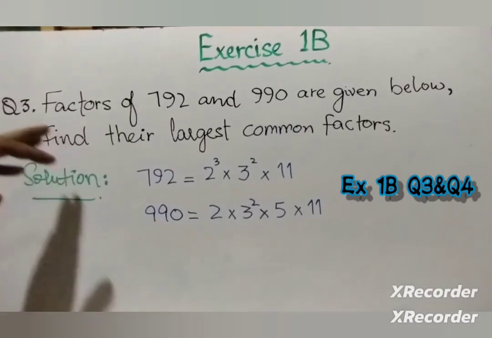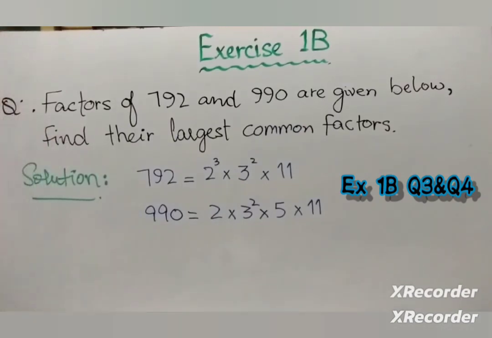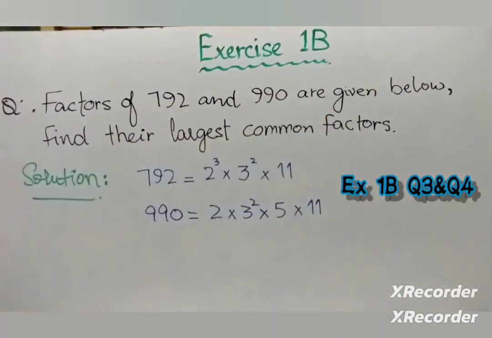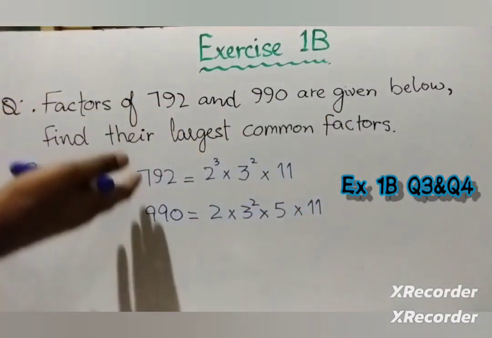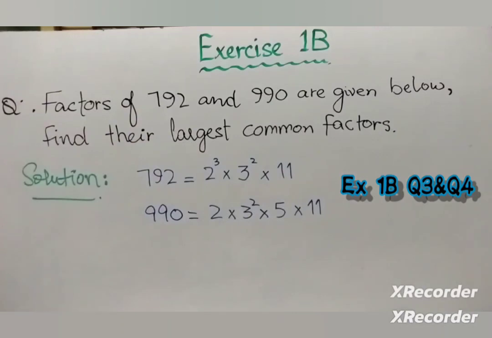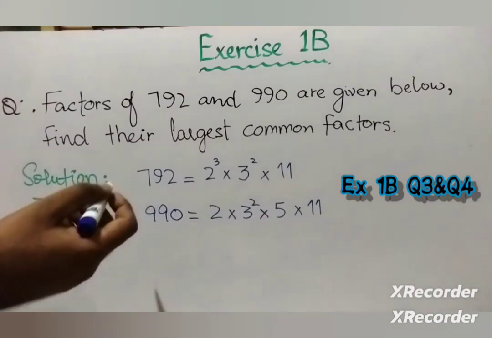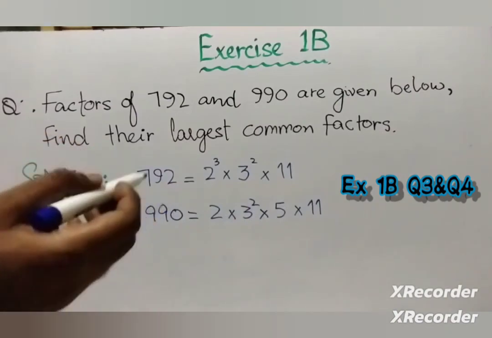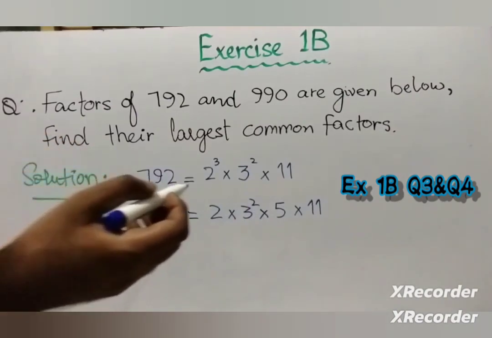Now moving forward to question number 4. Factors of 792 and 990 are given below. Find their largest common factor, a factor that divides both numbers. In this question, again they are asking for the HCF. So we have already been given the factors, and we do not need to find them.